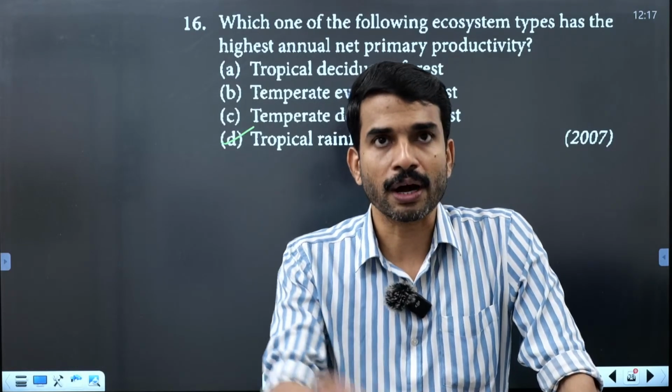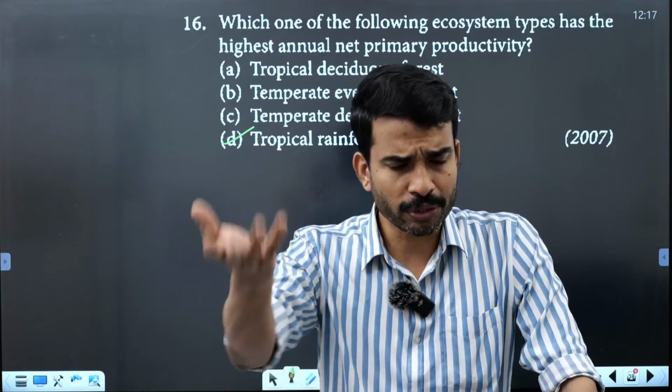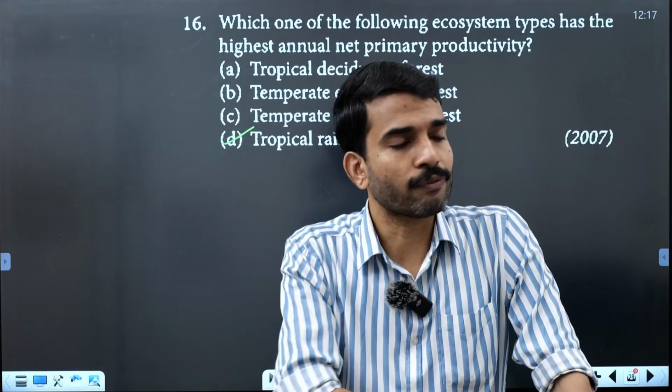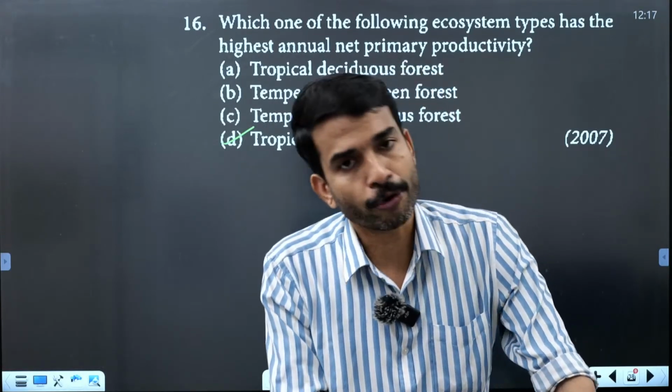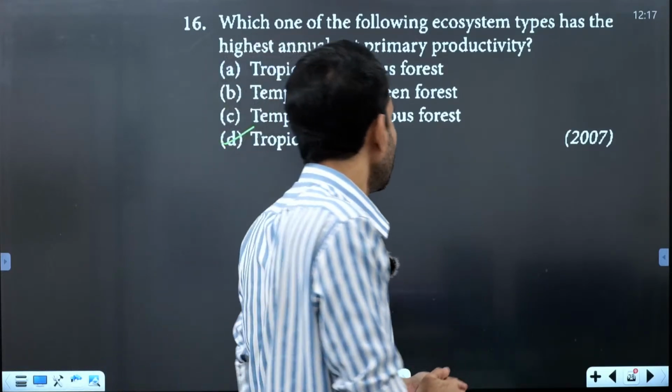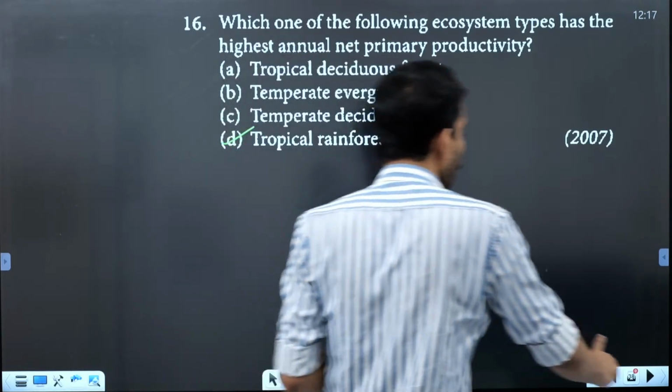Here we have a high temperature, right? Somewhat good temperature, high rainfall we have, and also, we have lots of plants. So productivity also would be more here, right? All the conditions are so favorable. So it is better to go with option D.